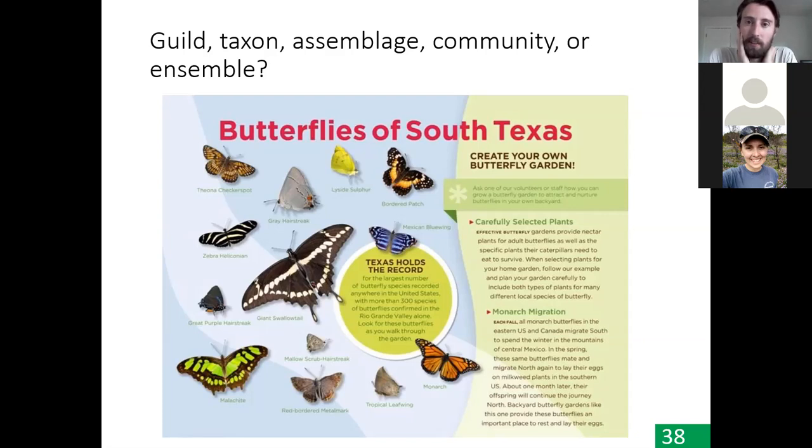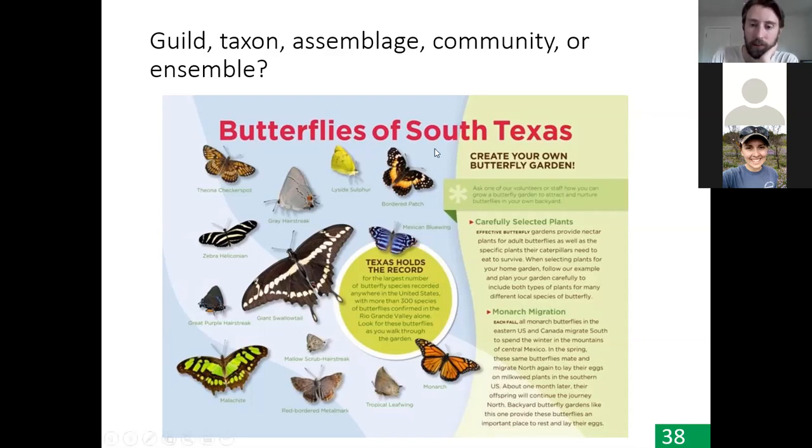All of these adults are visiting flowers. However, if you're focused more on the caterpillar stages, I would say maybe it's an assemblage. I mean, they're all kind of plant feeding as caterpillars, but each of them is focused on different kinds of plants. So they're maybe using slightly different resources. So either an assemblage or ensemble, I would argue.